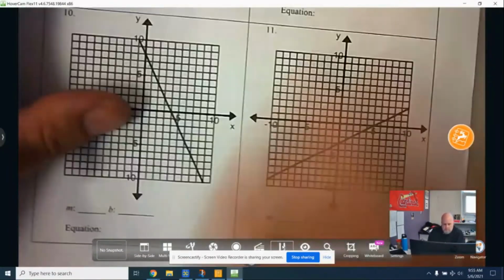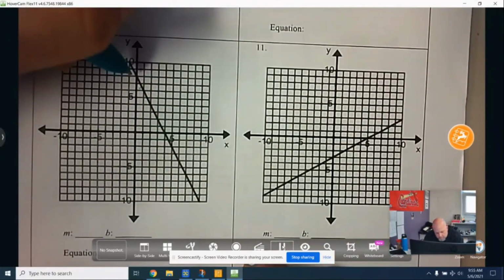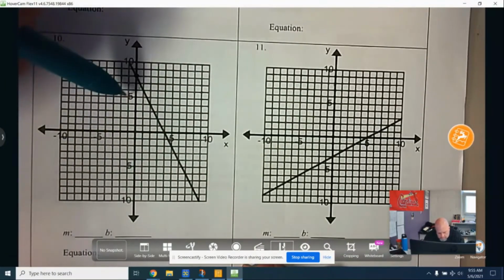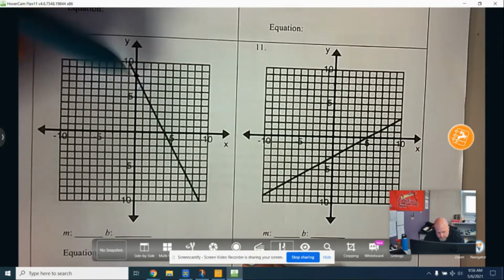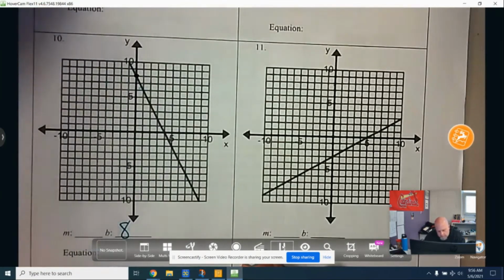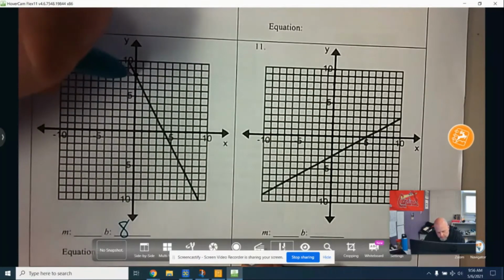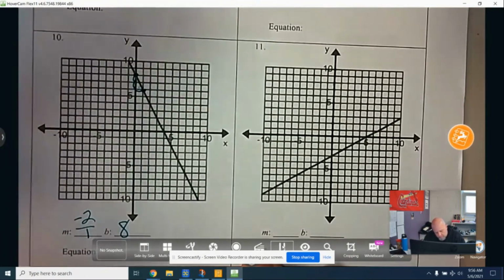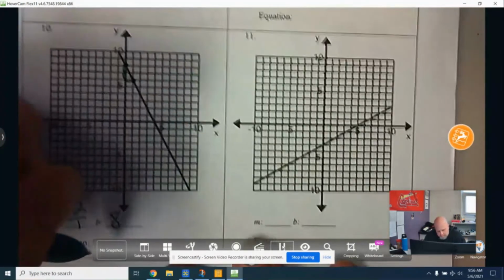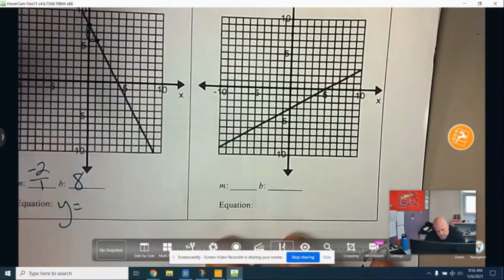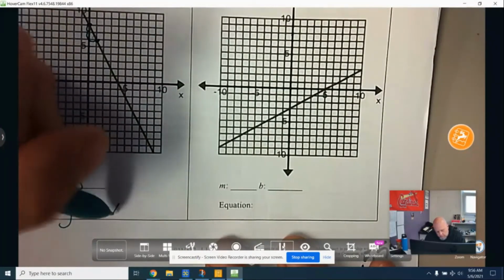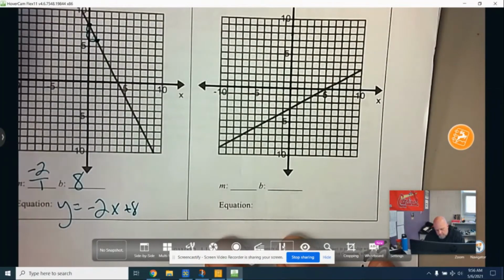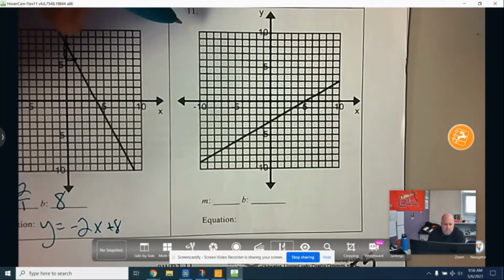So on number 10, I would want to go ahead and start again with my y-intercept, my B. I see it's at 5, 6, 7, 8. And then I know this is a negative slope. It's going downhill. And I need to pick another point that goes through the corner of a box. So it'll be like right here. So I go down 1, 2, and over 1. So drop down to -2 over 1. And then I need to piece that together. So I would say y equals -2x plus 8.